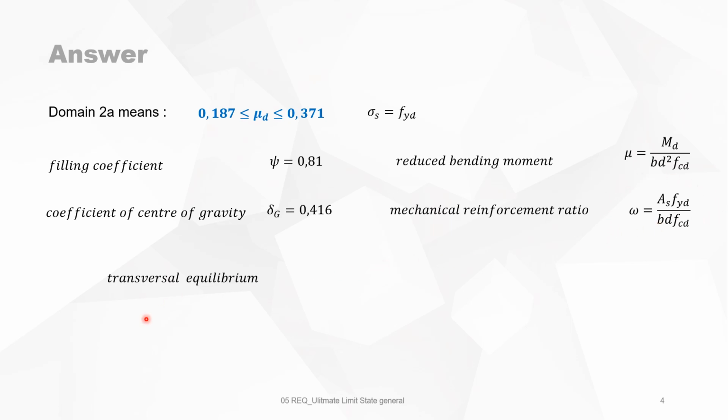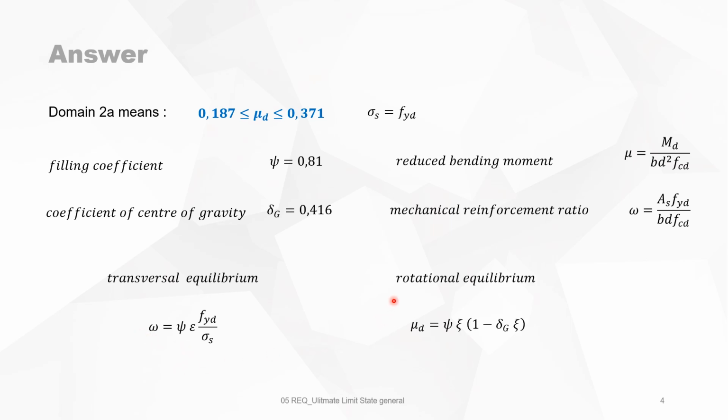Now let's look at transversal equilibrium. In the transversal equilibrium, we have the situation when the steel is yielding. So when sigma s is equal to fyd, then we know that omega is equal to psi times xi. And this is in fact the total force in the steel must be equal to the total force in the concrete, or tension equals compression.